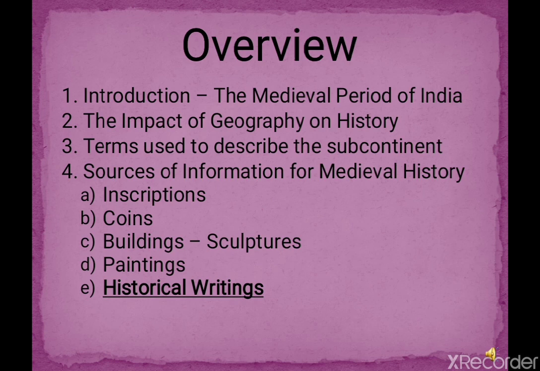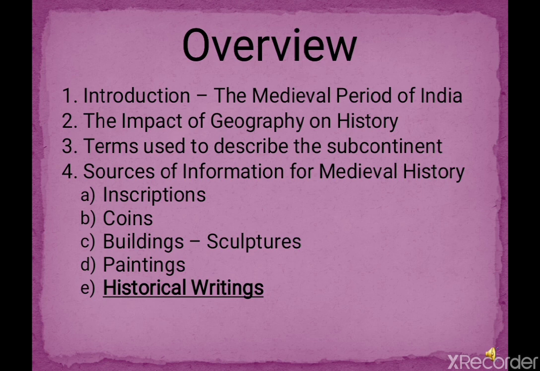In video part 3, we discussed point number 4, sources of information for medieval history. In that video, we discussed three sources, for example, inscriptions, coins, and buildings. In video part 4, we discussed remaining sources, for example, paintings and historical writings.